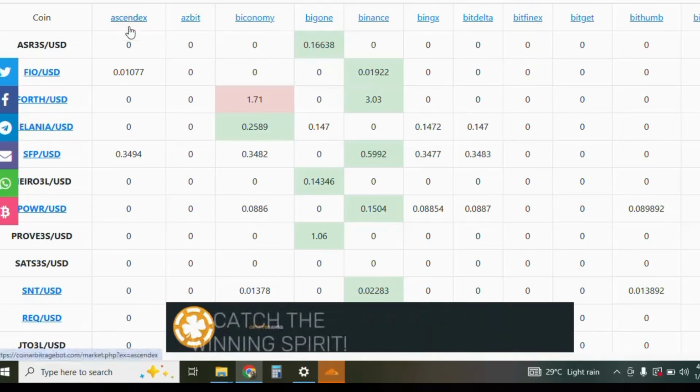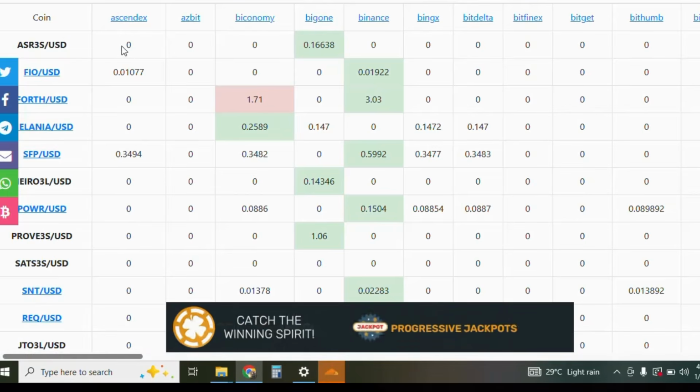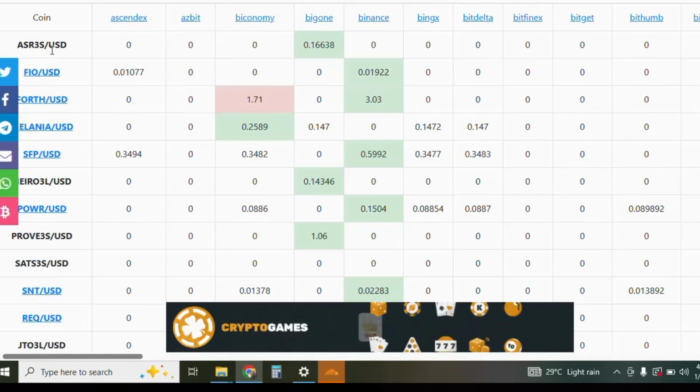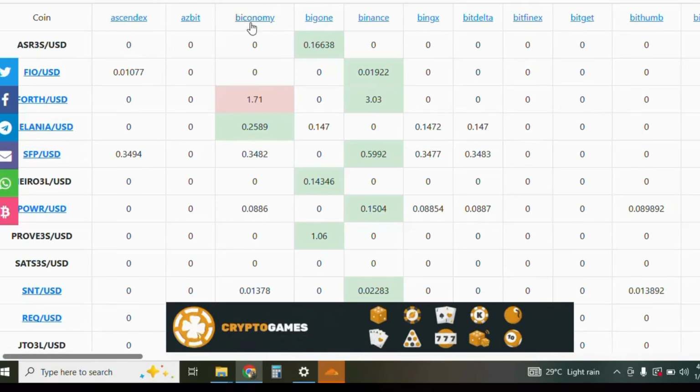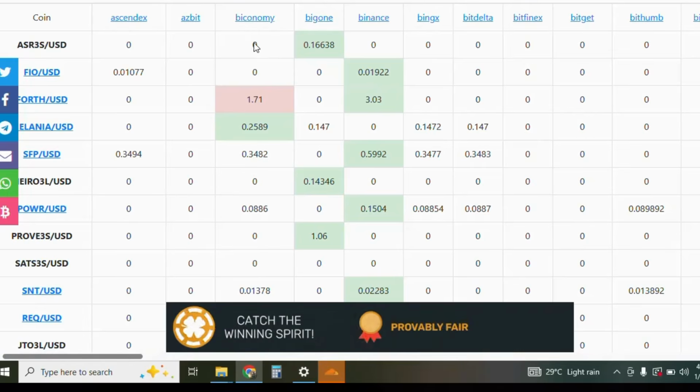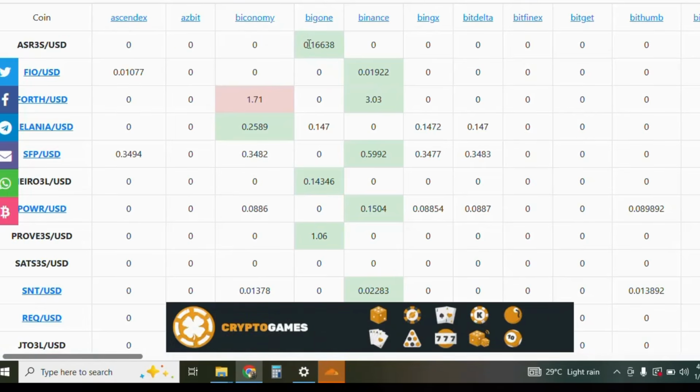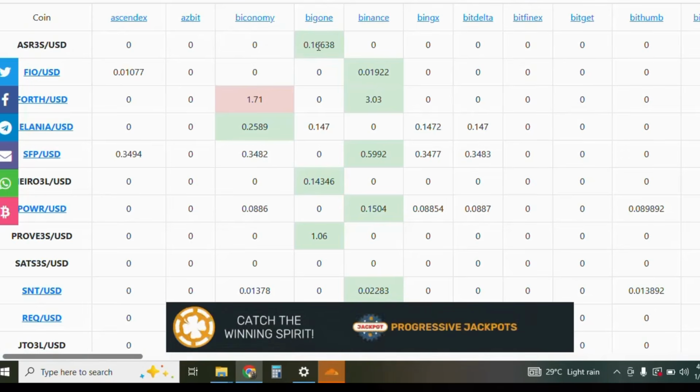So on Ascendex, this coin is trading with the price 0. So the price of this coin on Ascendex is 0. That's what it means. The price of this coin on Asbit is 0. The price of this coin on Bioeconomy is 0. The price of this coin on Big One is 0.166. So you can actually see where it is sold higher than 0.166 or lesser than 0.166.